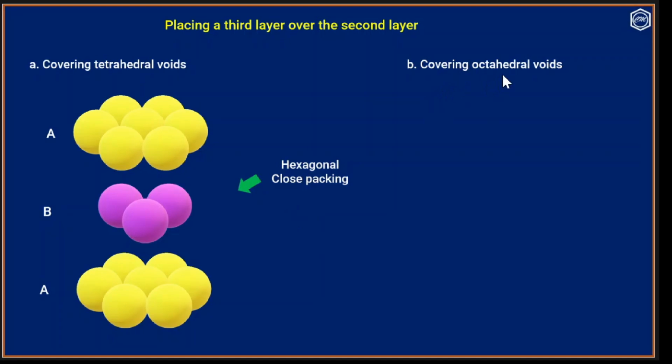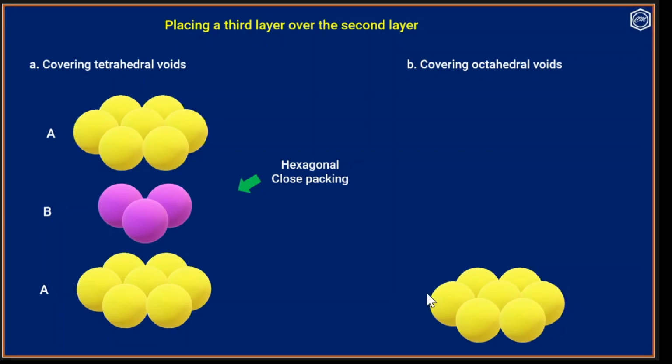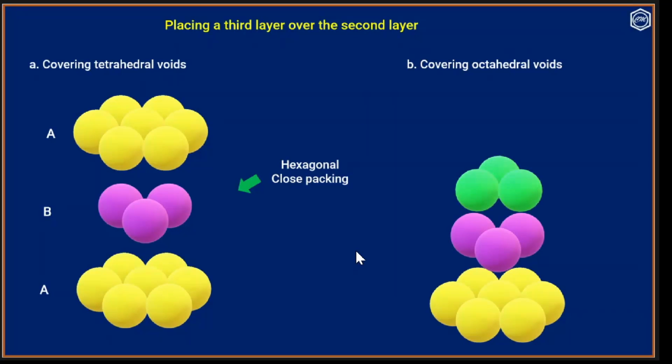Now the second method is covering the octahedral voids. So we have one layer. Now this is the second layer that is different from the first layer, and the third layer also is different. So these 3 green spheres and 3 pink spheres form an octahedral void. These 6 atoms form an octahedral void, and in this direction that octahedral void is closed. So this atom closes the octahedral void, but at the top it is open.